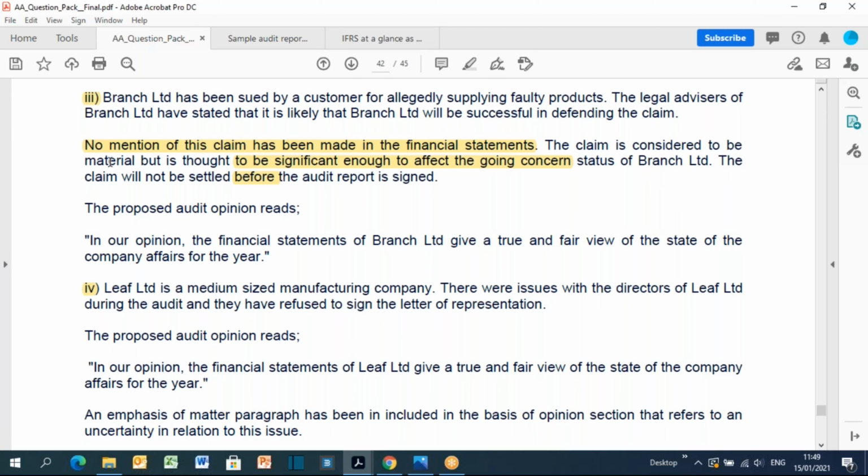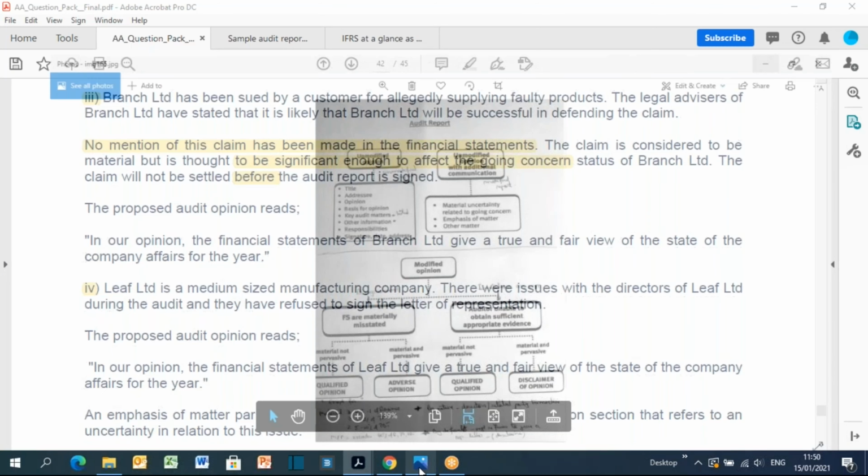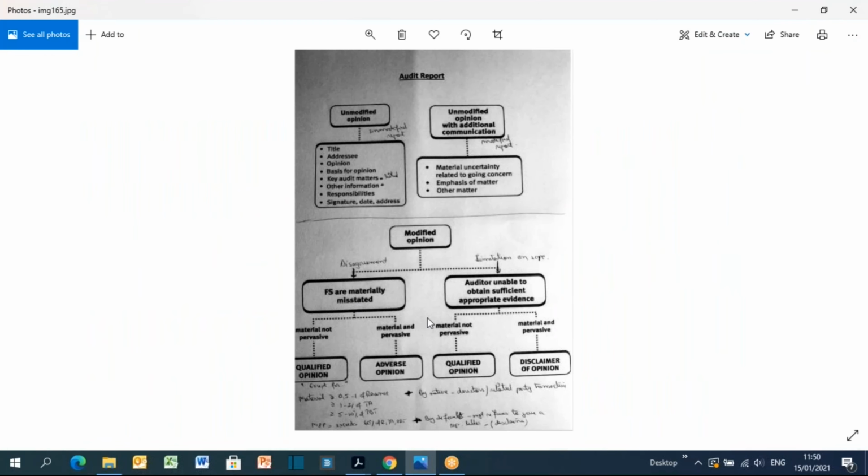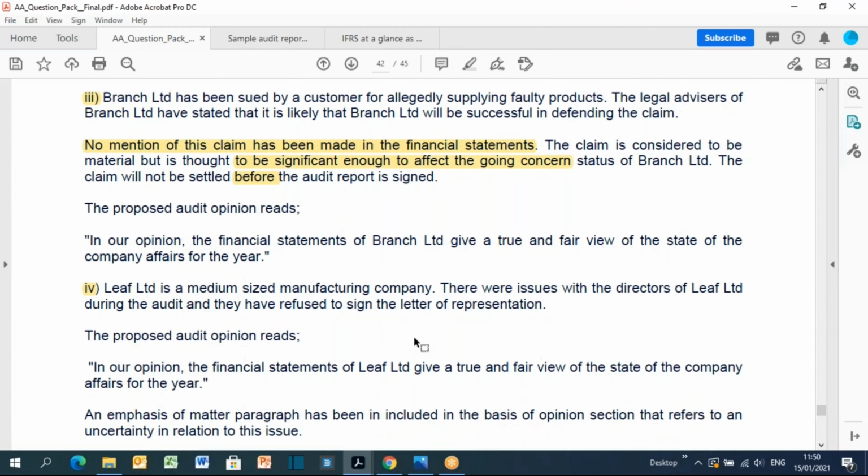The claim is considered to be material, but is thought to be significant enough to affect the going concern status of the company. So it says in here that no mention of this claim has been made, and the claim will not be settled before the report is signed. So the proposed audit opinion in this case: in our opinion, the financial statements give a true and fair view of the state of the company's affairs for the year. So I'm going to give you 5 seconds. What was the opinion given in this case? So the opinion was unmodified. Financial statements give a true and fair view, no issues they are saying.